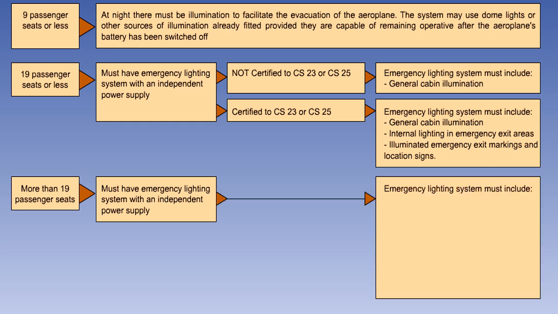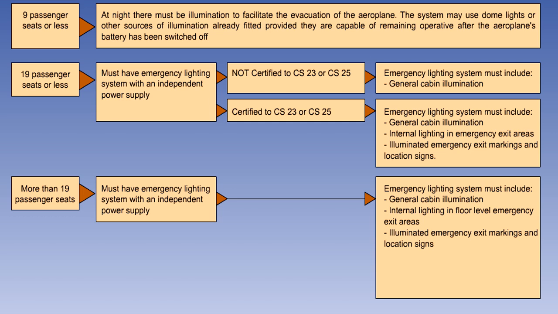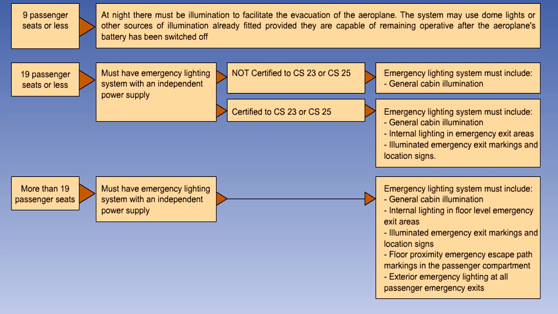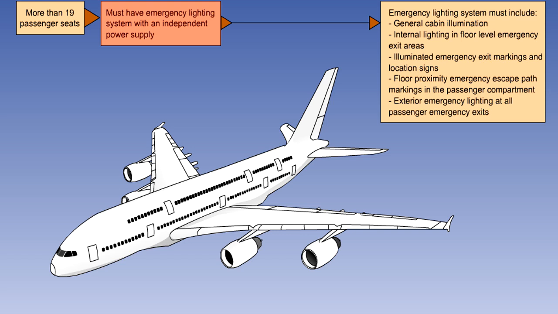Aeroplanes with an approved passenger configuration of more than 19 passenger seats must have an independent emergency lighting system which includes general cabin illumination, internal lighting in floor-level emergency exit areas, illuminated emergency exit markings and location signs, floor proximity emergency escape path markings in the passenger compartment, and exterior emergency lighting at all passenger emergency exits. We will now look in greater detail at the requirements for aeroplanes with more than 19 passenger seats. By doing this, the requirements for the other groups will also be covered.